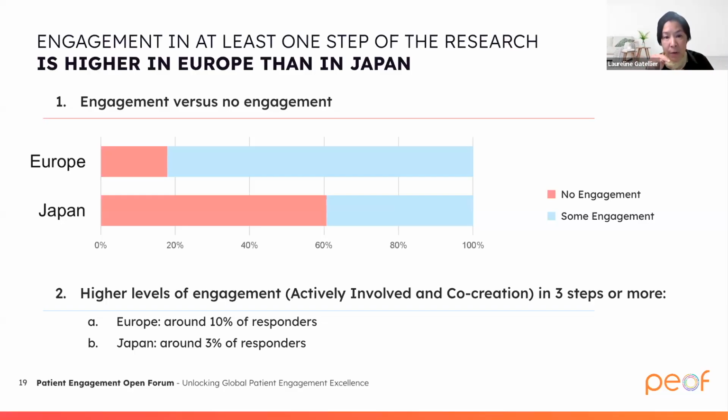And then a very interesting point below is how many principal investigators involved patients in more than 3 steps of the research. In Europe, it was 10% of them. So it's about consistency in involving patient representatives in the clinical trials: 10% in Europe, and then 3% in Japan. So maybe next slide, please.